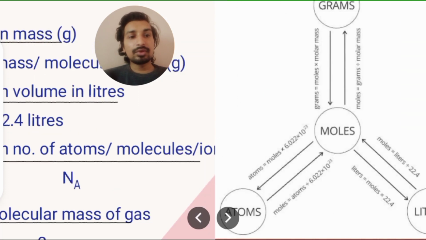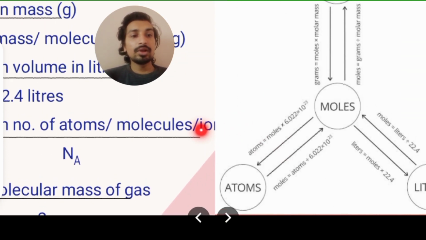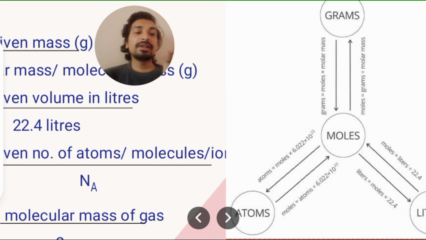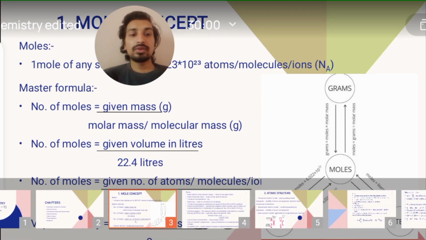In the same way for atoms, you multiply the moles by 6.022 × 10^23 and you get the number of atoms, and you divide the atoms by 6.022 × 10^23 to get moles. And in the same way for liters, if you multiply moles by 22.4, you get liters, and if you divide liters by 22.4, you get moles. So these are the formulas.